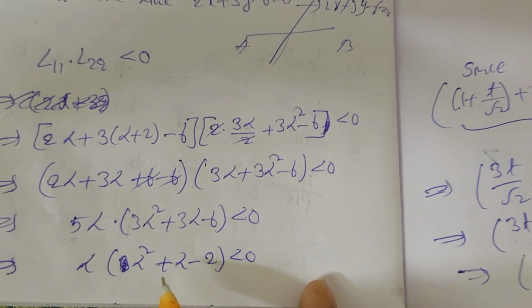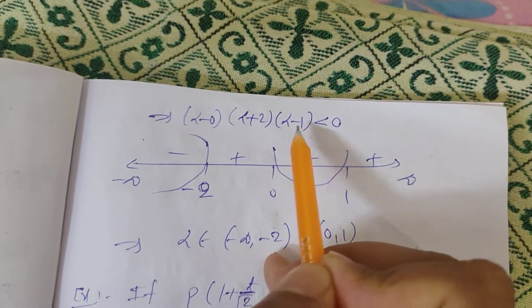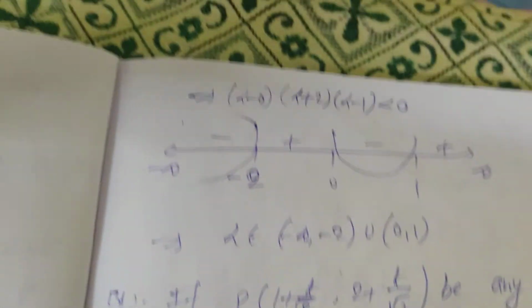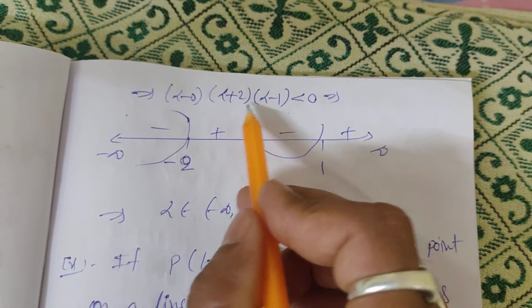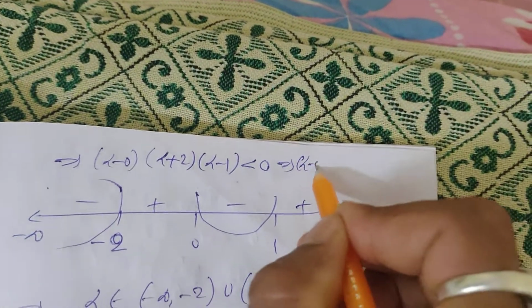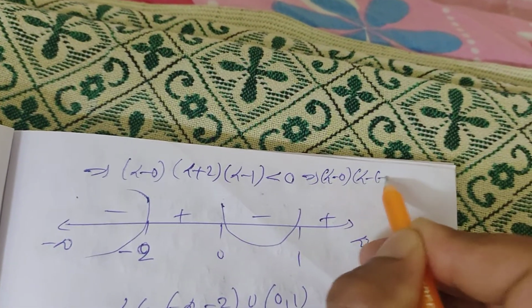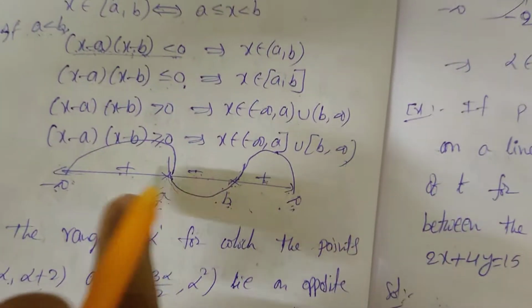So factorize this one. Alpha square plus alpha minus 2, if you factorize, gives alpha minus 0 into alpha plus 2 into alpha minus 1 less than 0. Here this alpha means alpha minus 0, and alpha square plus alpha minus 2 gives this product. You know how to factorize: alpha plus 2 into alpha minus 1 less than 0. That means we can write this as alpha minus 0, alpha minus of minus 2, into alpha minus 1 less than 0, if you want to use this wavy curve method.